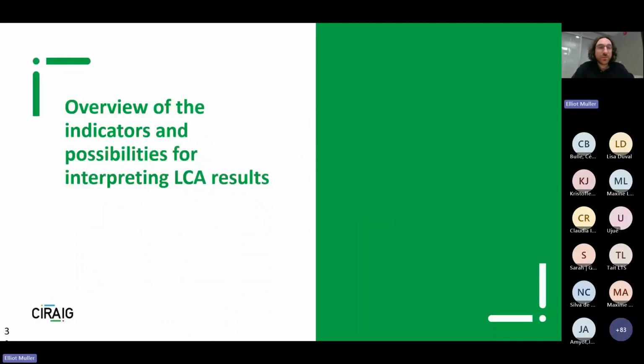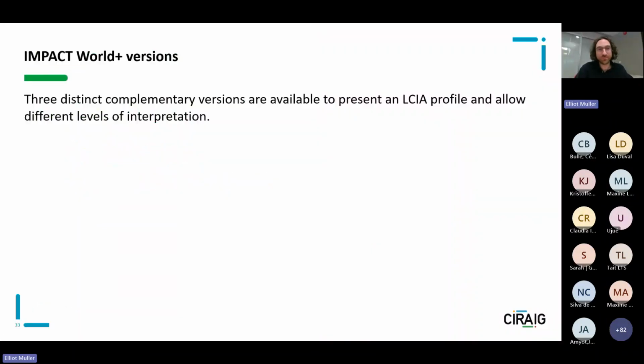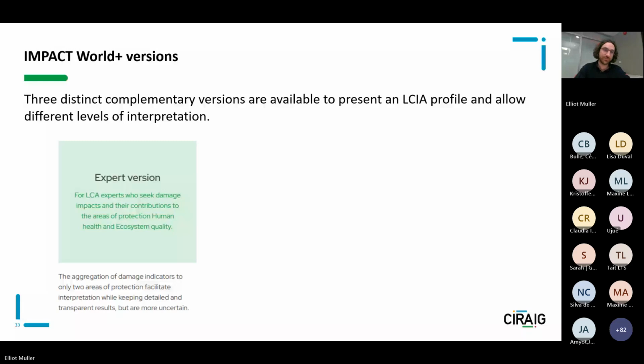Now we're going to have a quick overview of the different indicators included in Impact Corpus and the possibilities for interpreting the LCA results using Impact Corpus. First thing you need to know is that Impact Corpus comes in 3 different, distinct and complementary versions. All those 3 versions are available to present an LCIA profile and allow for different levels of interpretation.